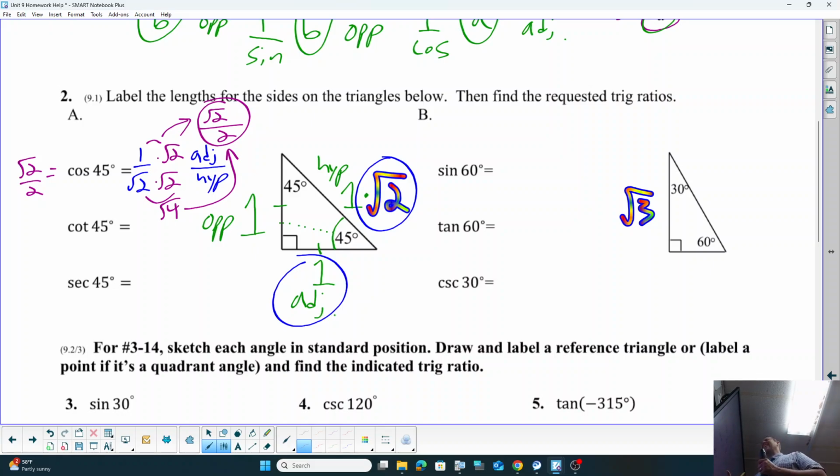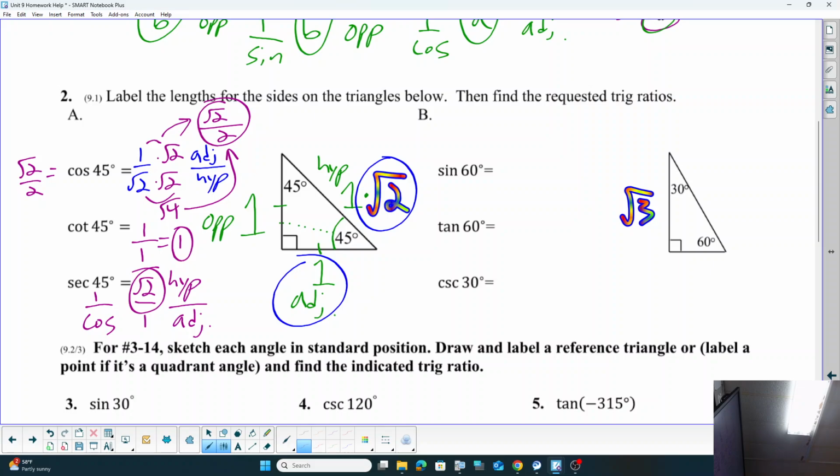Cotangent would be adjacent over opposite, so adjacent 1 over opposite 1, that'll just be 1. Secant is 1 over cosine, so that's flipped. So that's hypotenuse over adjacent, and that's going to be radical 2 over adjacent 1, which is just radical 2. Cool.